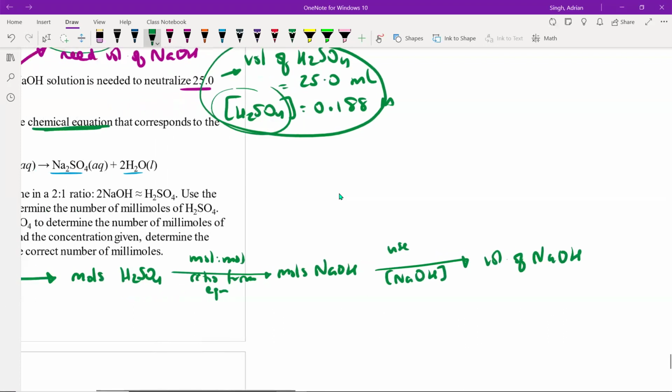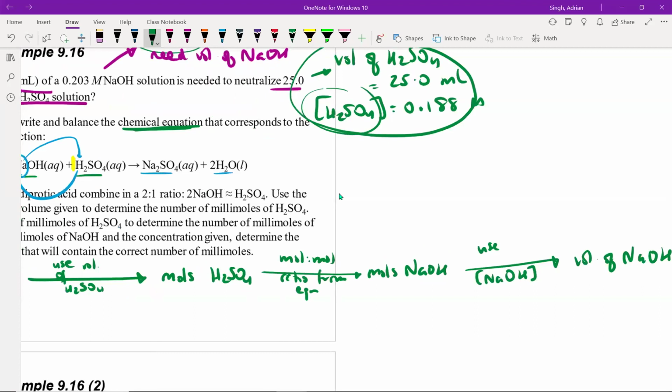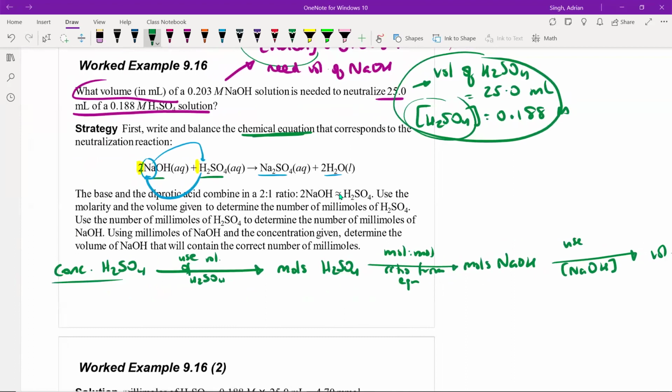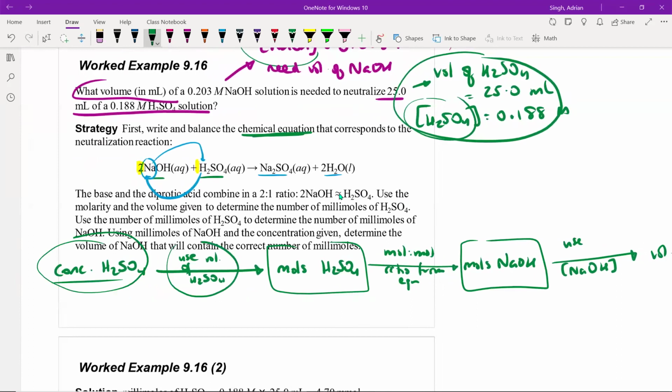Okay, so just like with the example above, there's maybe one extra step involved, but here we're getting to moles, right? The key thing here is getting to moles and then using the mole-to-mole ratio to get to moles of something else. We're going to get to moles by using the concentration of something and the volume of that thing. So let's set it up.